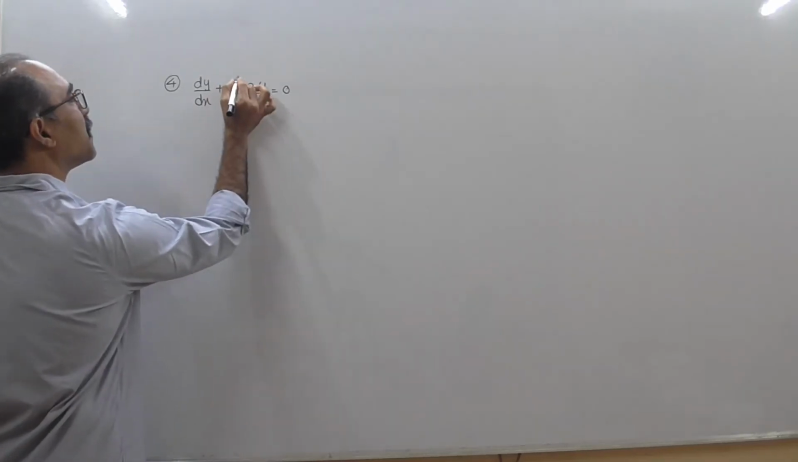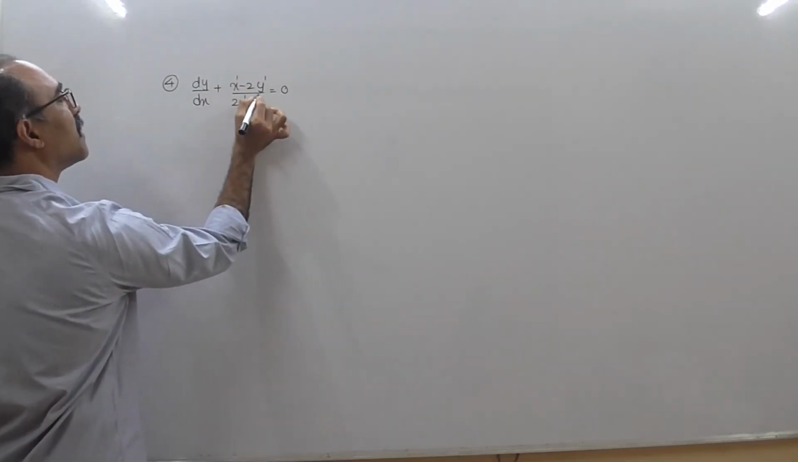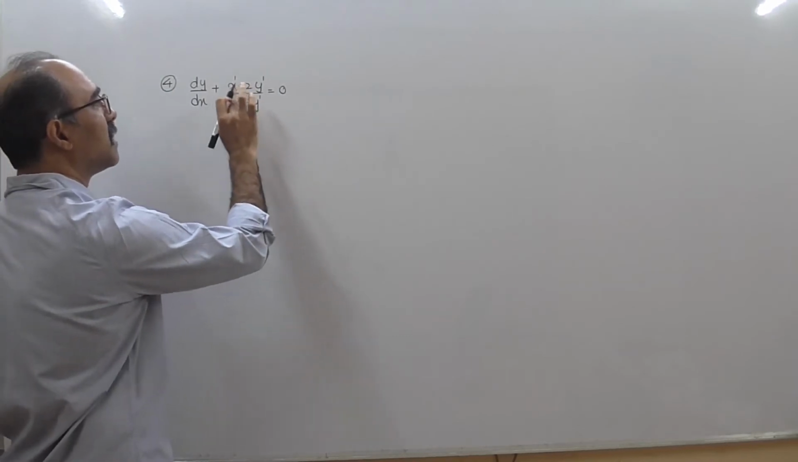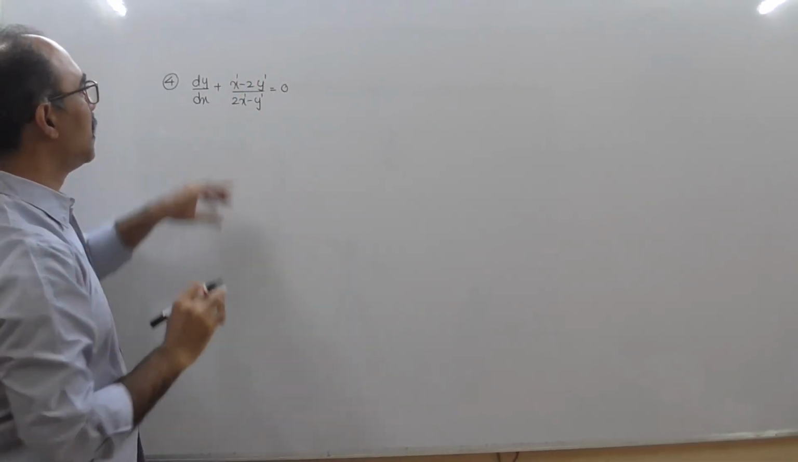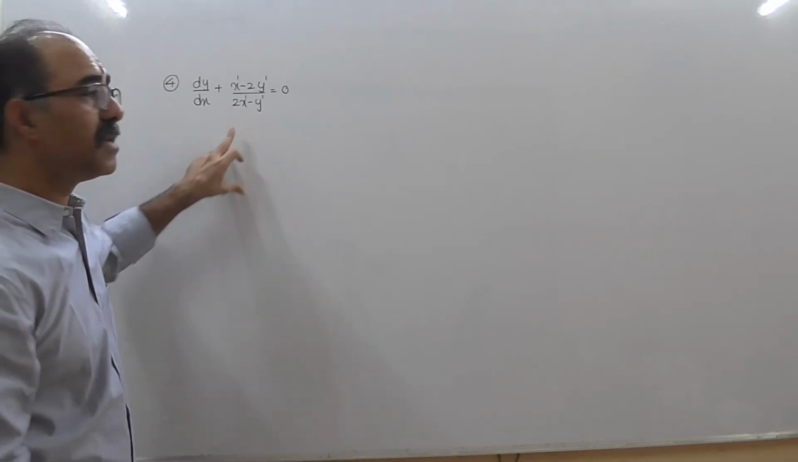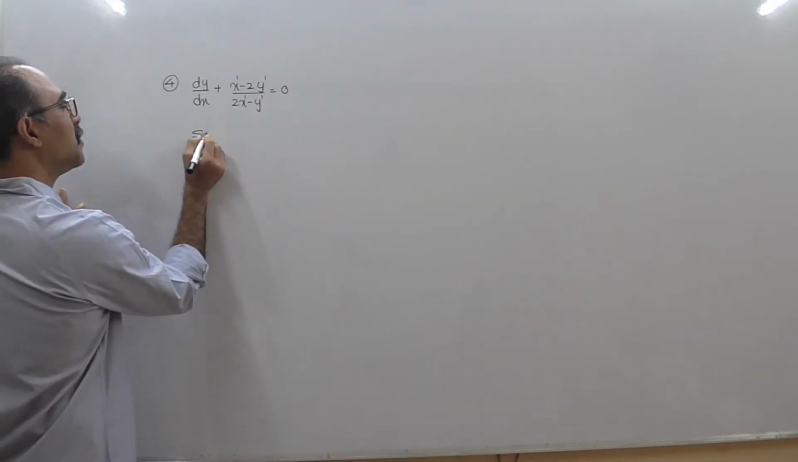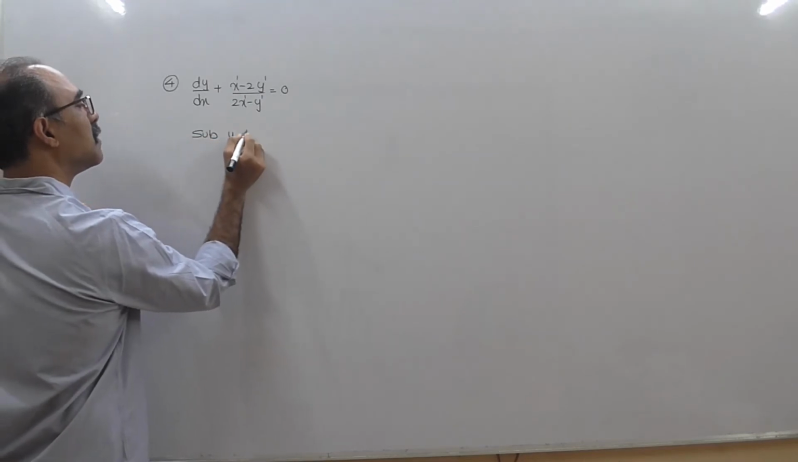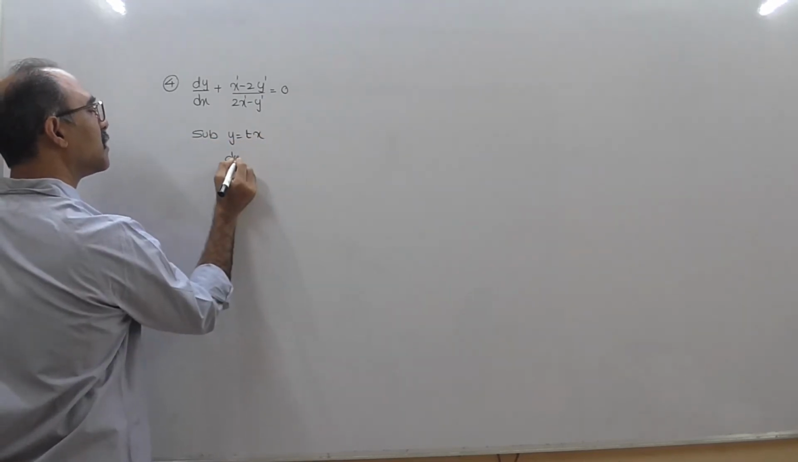So see, the power of x is 1, power of y is 1, power of x is 1, power of y is 1. Forget the sign in the middle. I think all the variables are having the power as 1. So this is classified as a homogeneous equation. So what you do is you substitute y equal to tx.